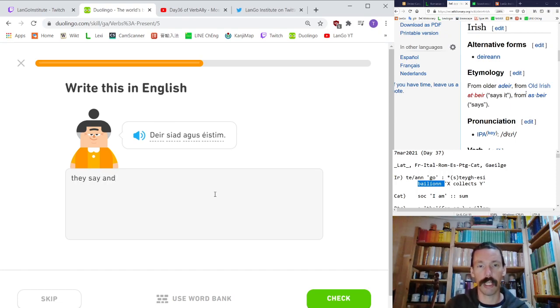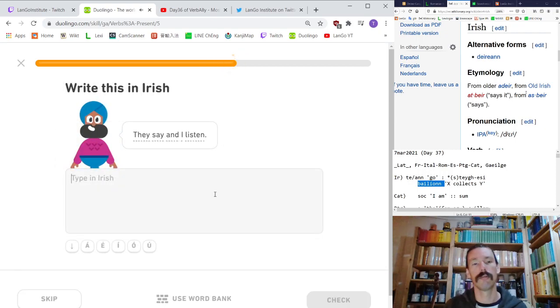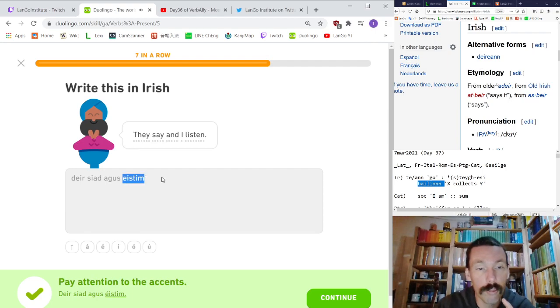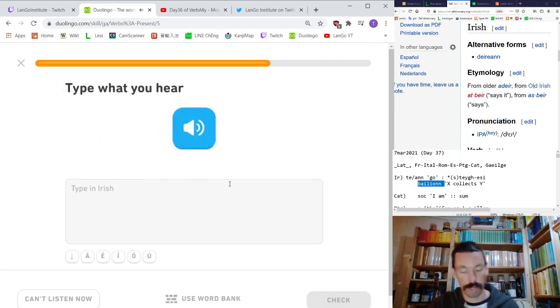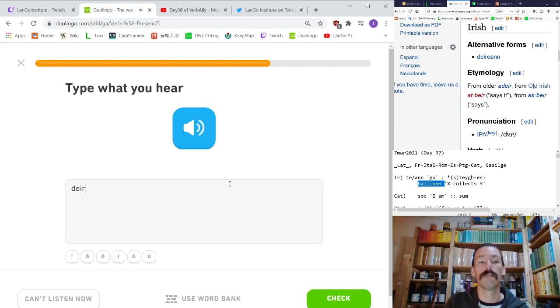Agus and eishtim, a fused form, I listen. They say, eish, jair, shiat, agus, eishtim. And slender, this last verb, I listen, it's all slender, eishtim, because the only vowel letters there are E and I. Der siad agus eishtim. Shiat, same thing, agus, eishtim. The first verb there too is all slender.